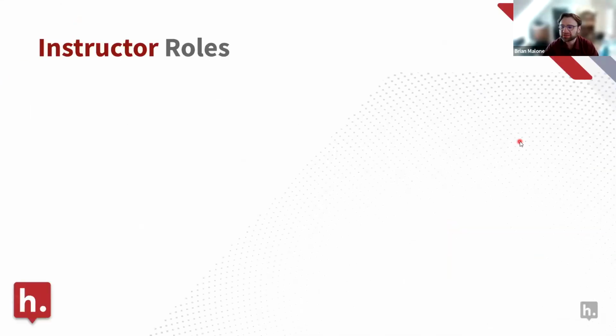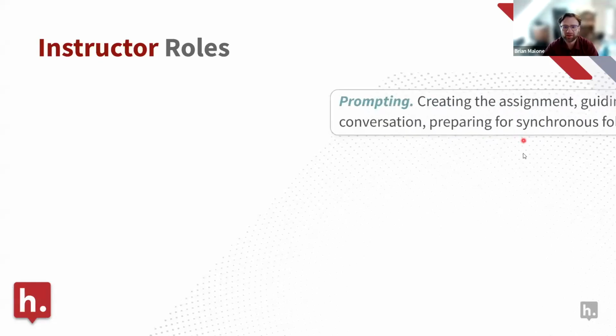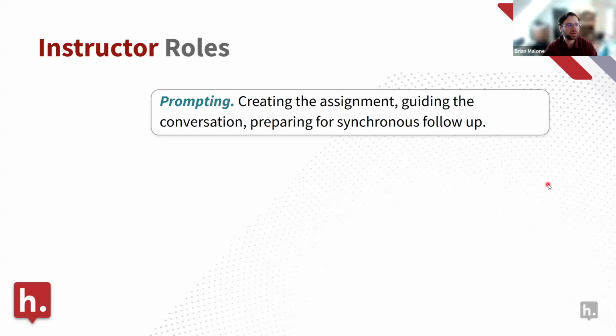This is not a comprehensive list, but I was thinking to myself, what are some roles that instructors might have in creating a social annotation activity? The first would be prompting. This means creating the assignment, guiding the conversation, and preparing for any sort of follow-up. If you're in a synchronous class, that might mean facilitating a classroom discussion. But for asynchronous classes, that might mean a follow-up announcement. It might be just following up by responding to the actual annotations. So whatever that looks like for you.